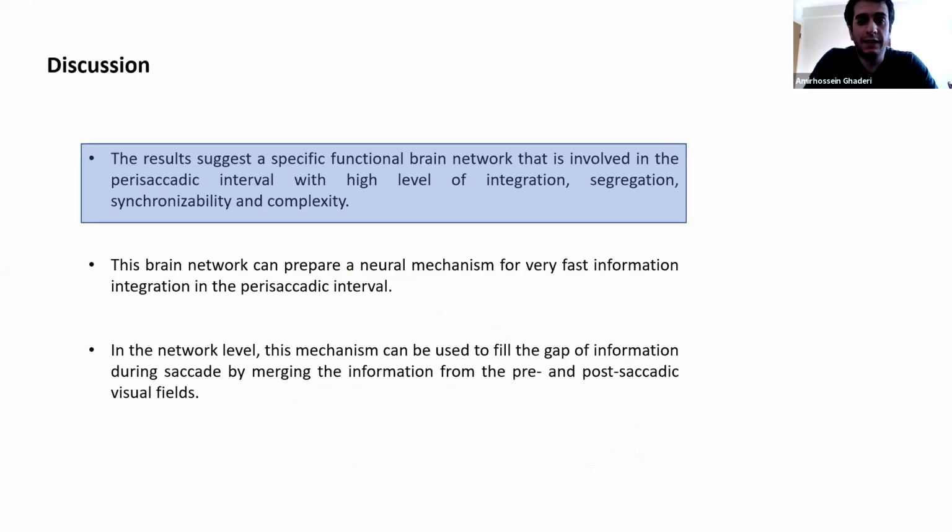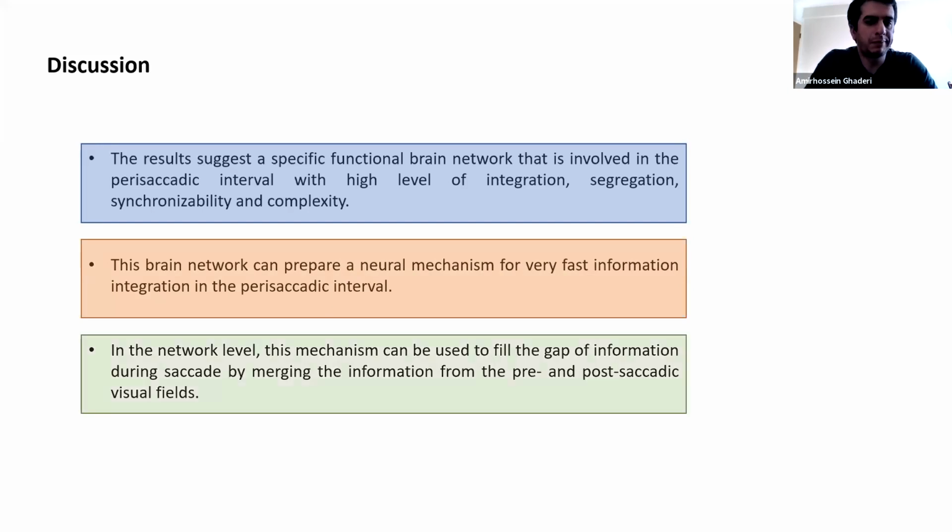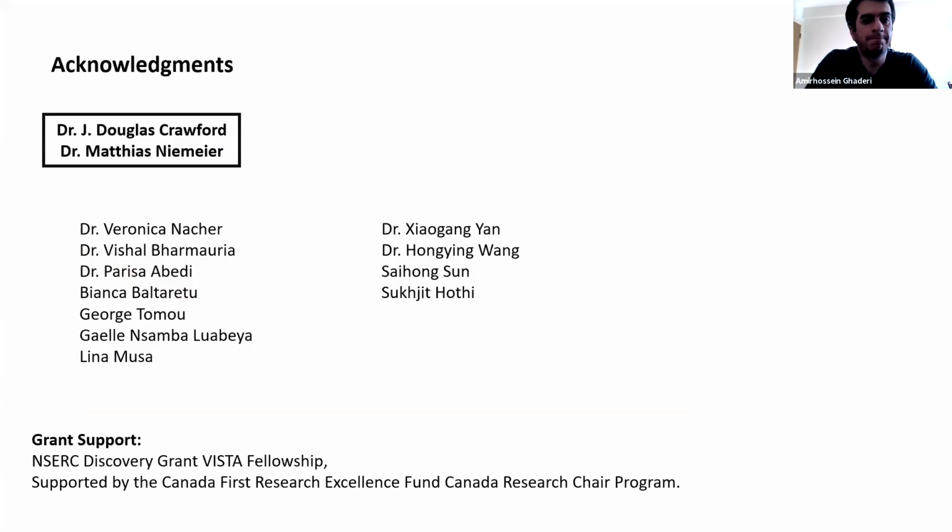These results suggest a specific functional brain network involved in the perisaccadic interval, with a high level of integration, segregation, synchronizability, and complexity. This brain network can provide a neural mechanism for very fast information integration in the perisaccadic interval. At the network level, this mechanism can be used to fill the gap of information during saccade by merging the information from the pre- and post-saccadic visual fields.